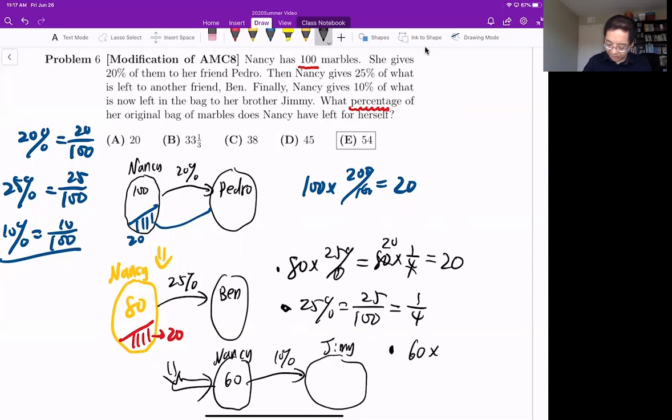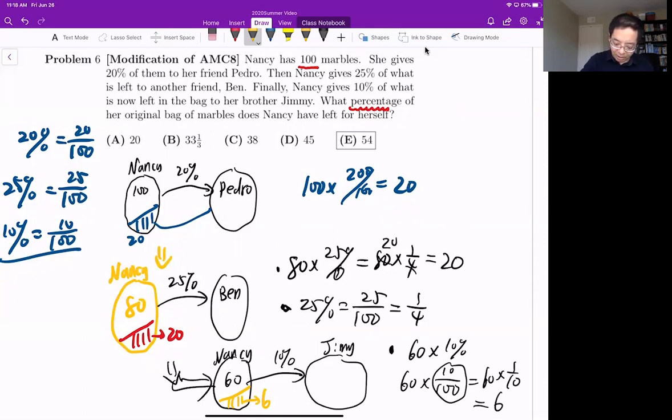So 60 times 10%, right? So that's 60 times 10 over 100, but 10 over 100 is just 1 over 10. We simplify this, right? So the 60 times 1 over 10, and that is simply 6, right? So it gives 6 to his brother Jimmy. So what is left?